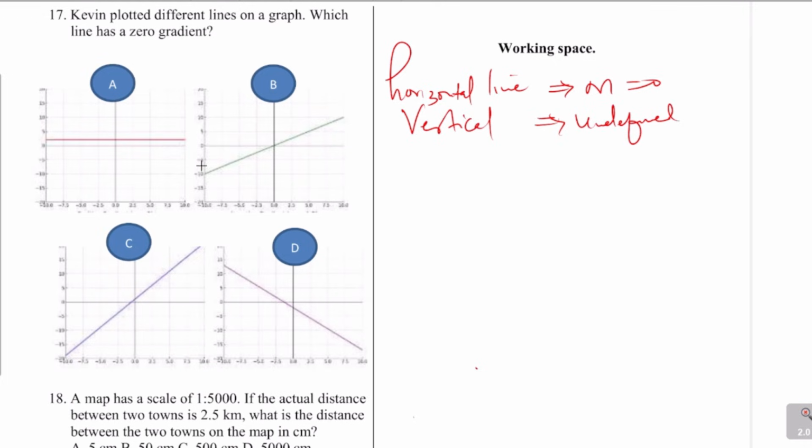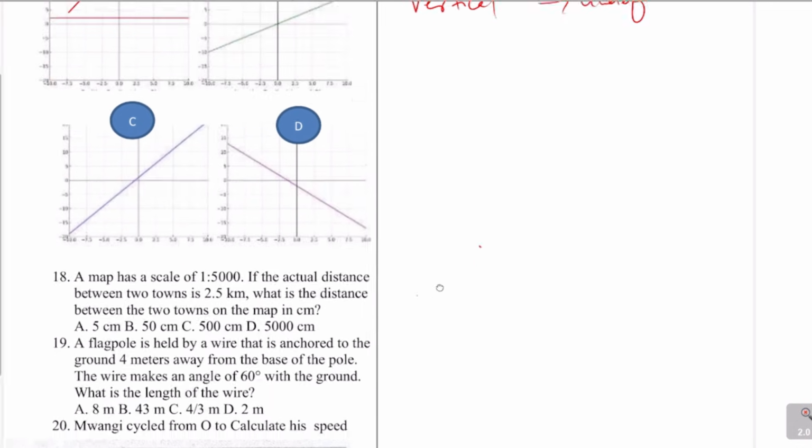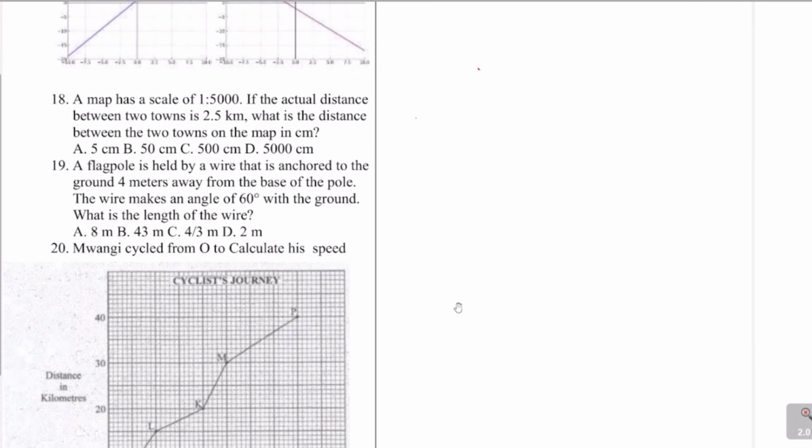For this other line that is here, the gradient is positive. For this one, the gradient can be positive. This one, the gradient is negative. So for B, this gradient is positive, this is positive, and then this is negative. So this horizontal line is the one that gives the gradient to be 0. So that is the solution for that. Go to question 18.